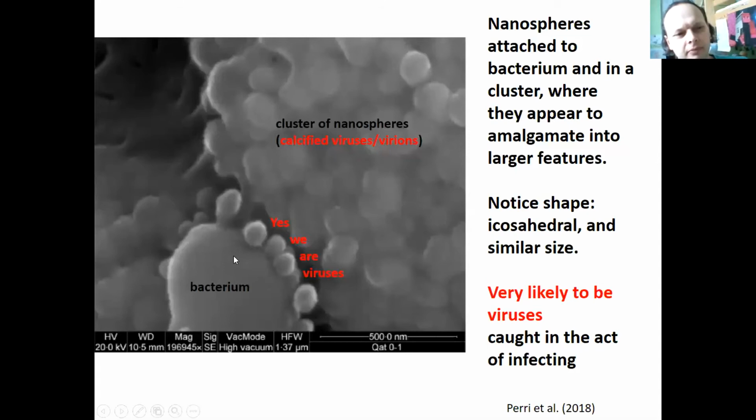This is a bacterial cell, okay? And most likely these nanospheric-like forms, or icosahedral in shape. Look at the shapes. Most likely these are viruses which are attached to the outer membrane of this bacterium and ready to infect it. And here, look at the cluster of these nanospheres. Look at their shapes also. Okay, very likely to be viruses, and this will be very important for us when we will be talking about the experimental approach. So bear in mind this image. We'll come back to it.